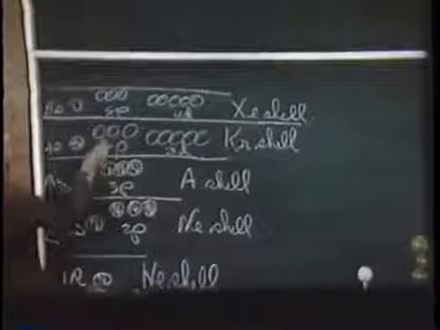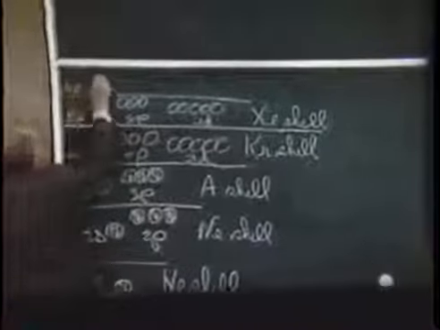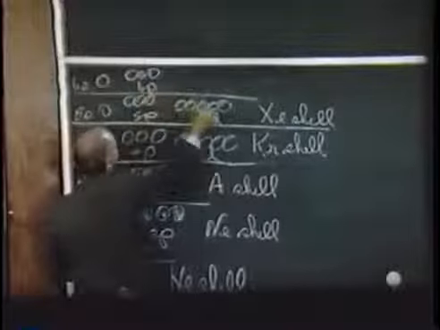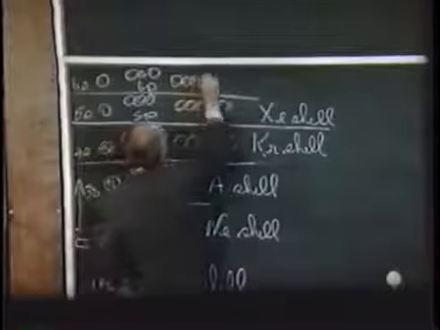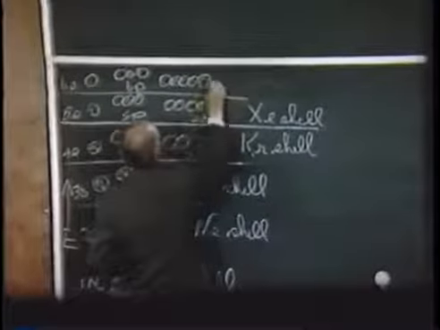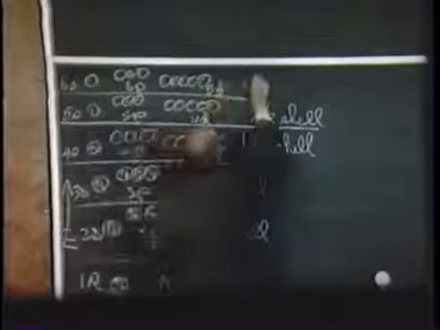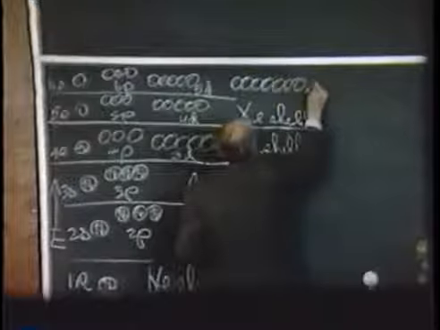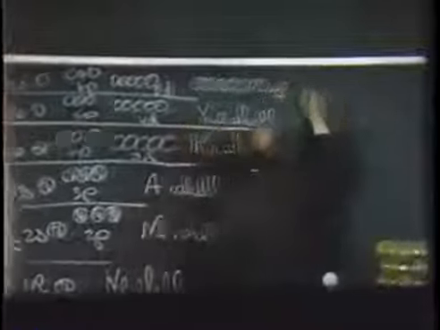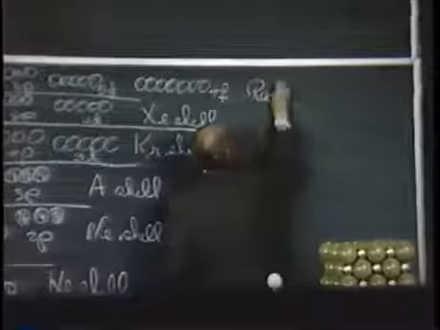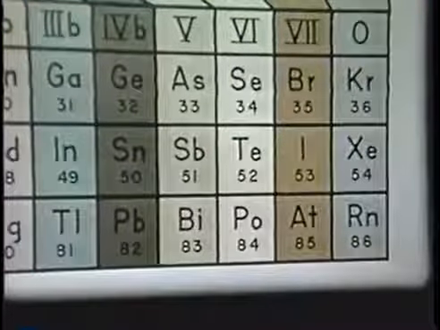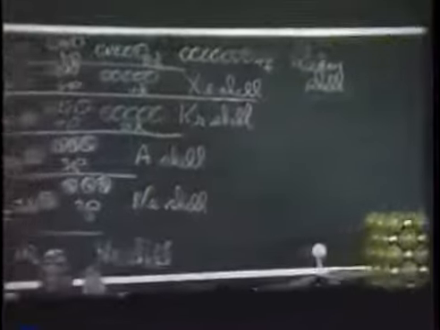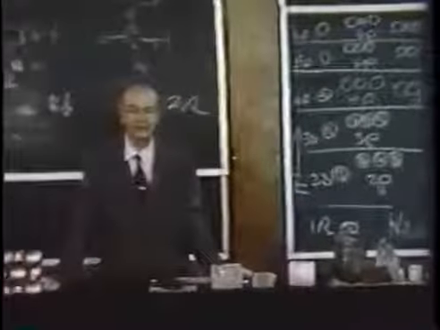xenon shell. The next shell, 6s, then the 6p orbitals, 5 5d orbitals, and 7 4f orbitals comprises the radon shell. This is a very long shell, 16 orbitals altogether, 32 elements.